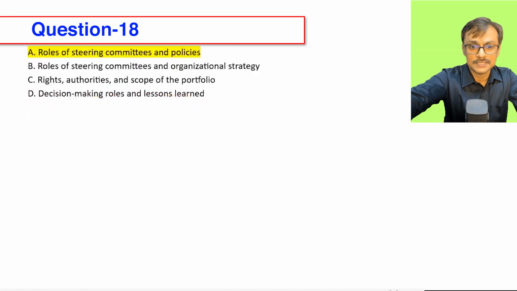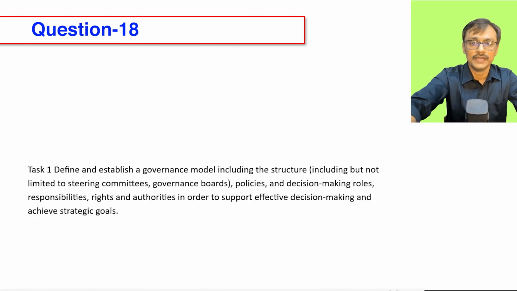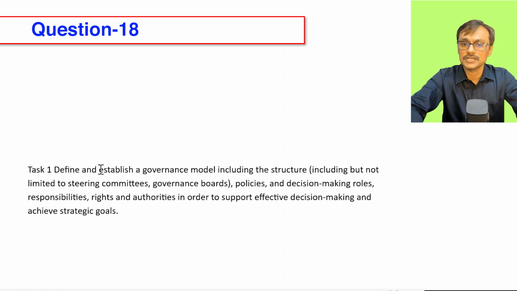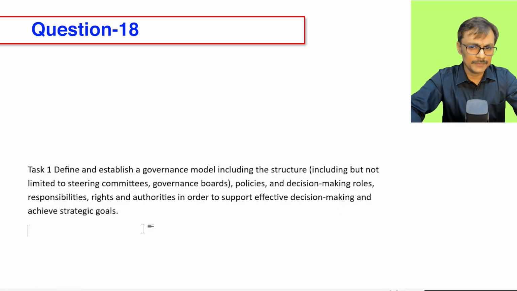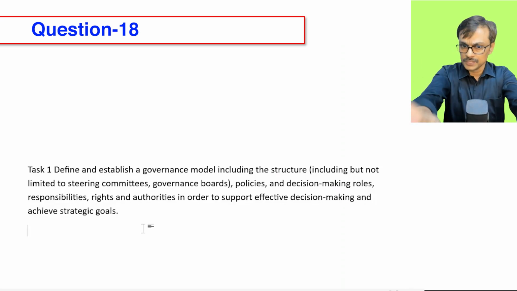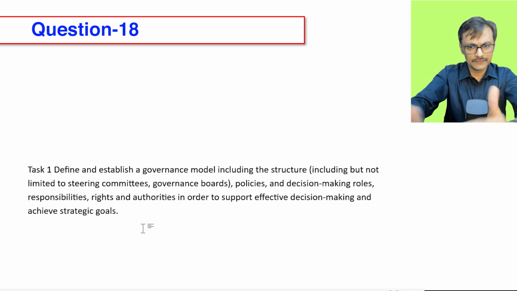Now again, there is a task which can help you in defining it: define and establish governance model including structure, policies, decision making roles, responsibilities, rights, authority in order to support decision making and strategic objectives. So anything which is coming from here, in slightly different words, is a good idea. Anything beyond that, I am applying my mind. There is a possibility, but if I don't have any good option which is clearly coming out of it, then I will think beyond that.